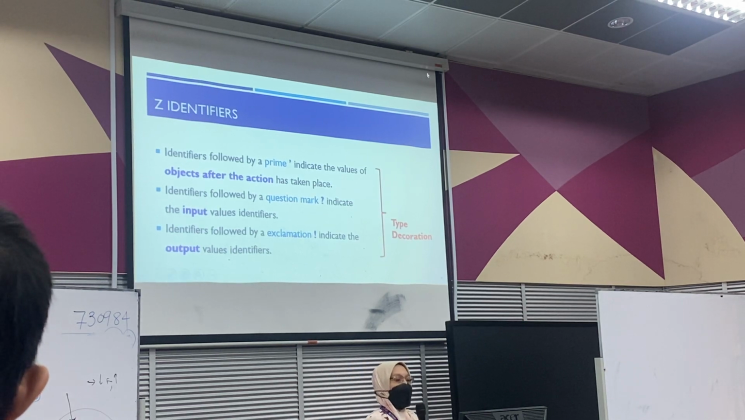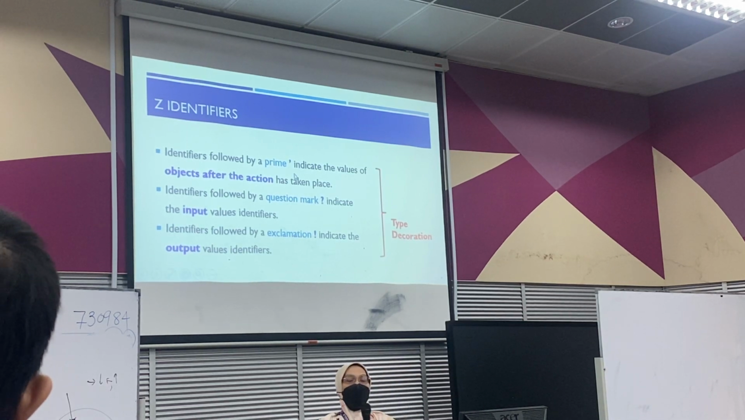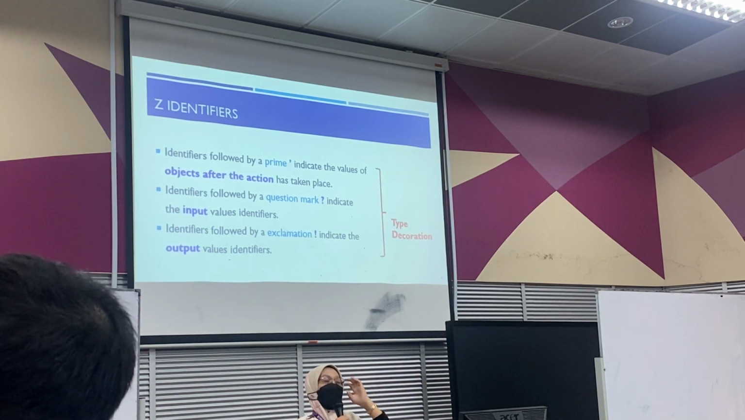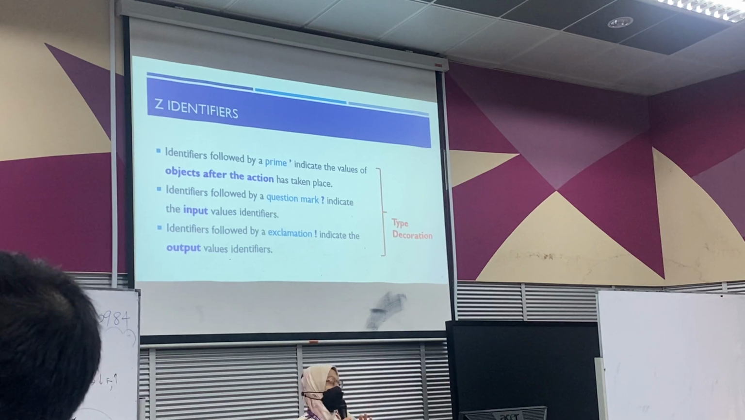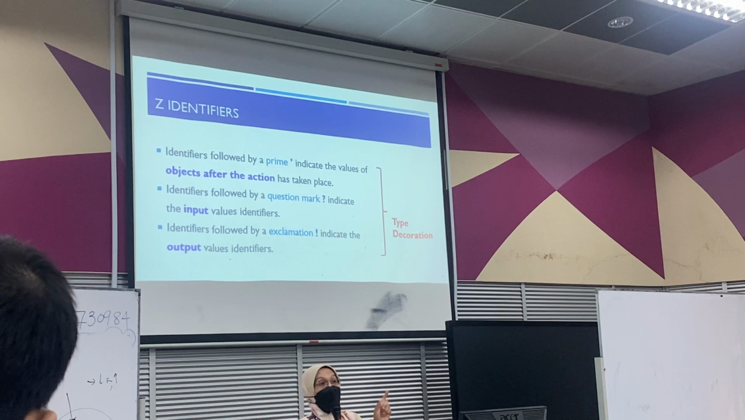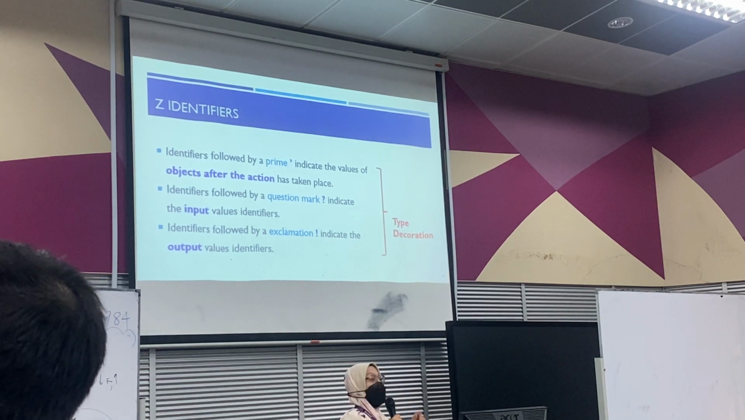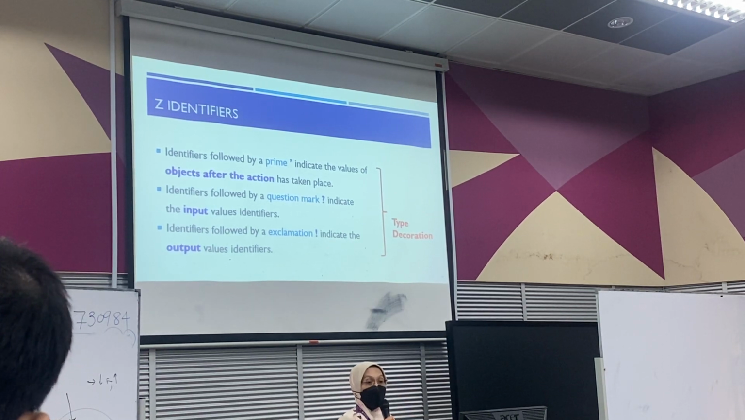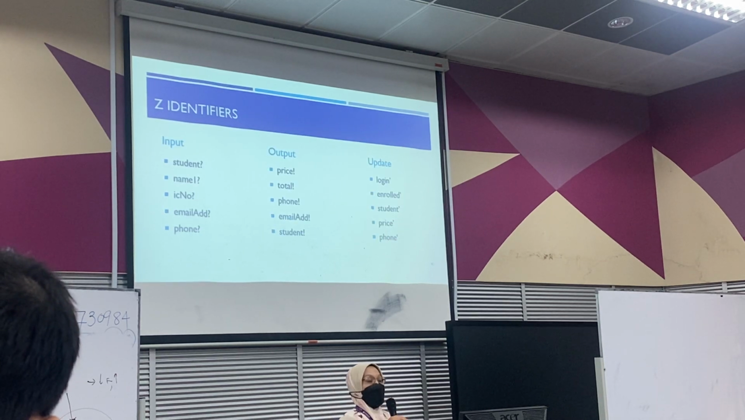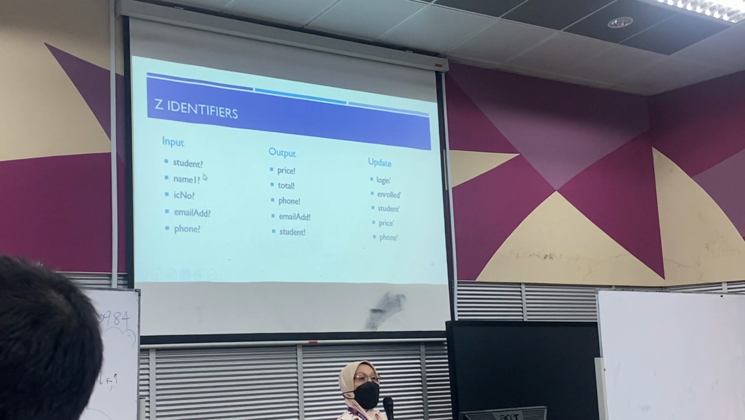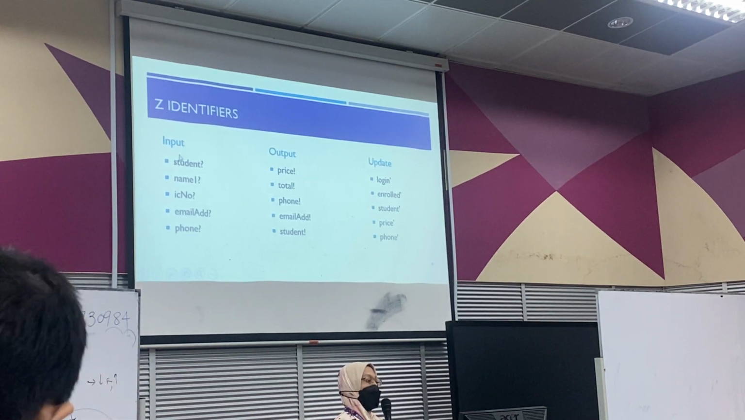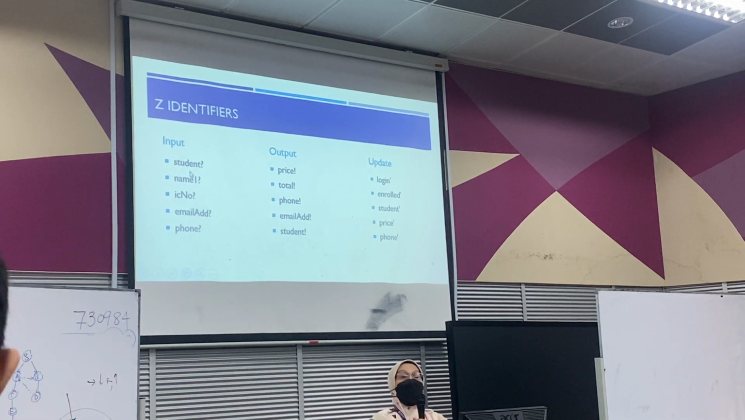So prime or apostrophe is to show the update, the variable after that. We call it the variable after. And then the question mark is to show the input variable, and the exclamation mark is to show the output variable. Okay? So how are you going to see this? When you have student question mark, I know that this variable is an input variable.